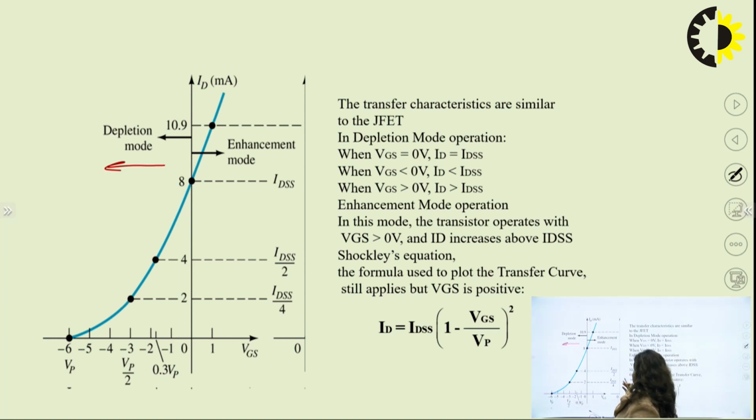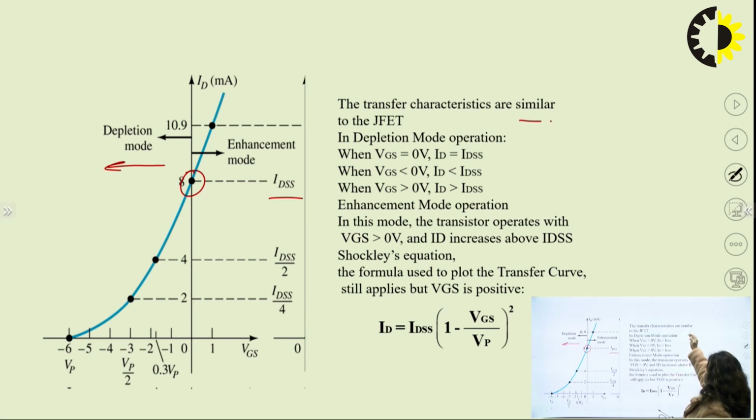The current, obviously, at VGS equal to 0 is very high, which is equal to IDSS, and as you increase VGS in the positive direction, the current keeps on increasing. But in the negative direction, the current is very less. At -2, the current is IDSS by 2, at -3, the current is IDSS by 4. So as you decrease the VGS value from 0 toward Vp, the drain current becomes less. So the transfer characteristics are similar to the JFET.